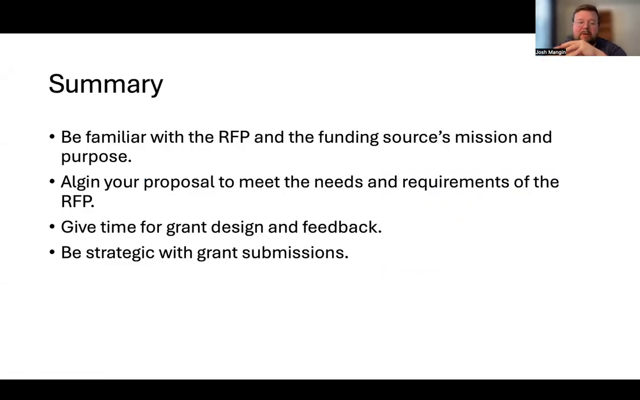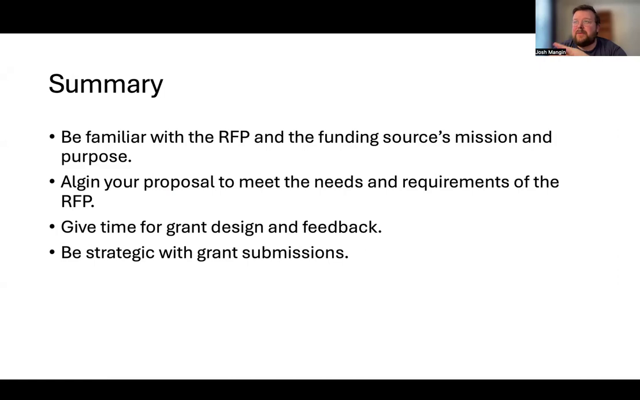So, to provide a quick summary, again, be familiar with the RFP and the funding source's mission and purpose. That's very clear. Start early on with that. And with that, align your proposal to meet the needs and requirements of the RFP. Sounds simple, but you'd be surprised how this doesn't always happen. Related to that, give time for grant design and feedback. I know as a researcher, you're busy. There's so much going on. I understand that.